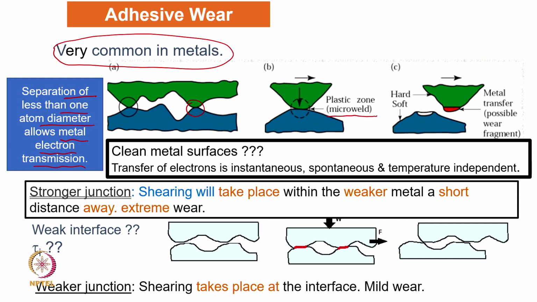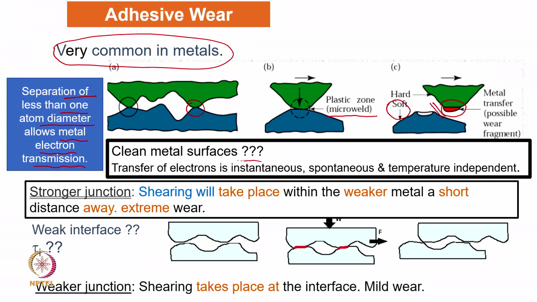If we apply a tangential force to move the green metal relative to the blue metal across this micro weld, what will happen? There is a possibility that a chunk of the blue color metal, which is softer in nature compared to the green one, will get transferred to it. This is the beginning of the wear process, or adhesive wear, the beginning of the process which will lead to fatal wear. So, this is important to understand.